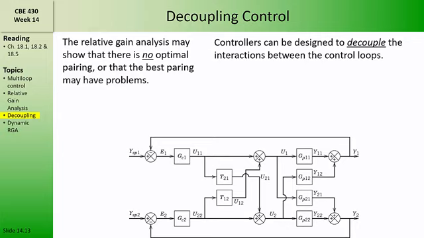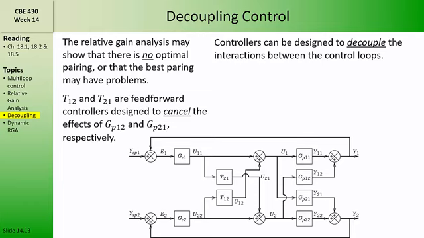Earlier, we introduced a block diagram for the 1-1, 2-2 pairing. This block diagram is a modification of that 1-1, 2-2 pairing containing decoupling controllers in the transfer function blocks T21 and T12. T12 and T21 are feed-forward controllers designed to cancel the effects of GP12 and GP21 on the respective controlled variables Y1 and Y2. When designing these two feed-forward controllers, we consider the manipulated variable U2 to be a disturbance to the controlled variable Y1, and we consider the manipulated variable U1 to be a disturbance to the controlled variable Y2.